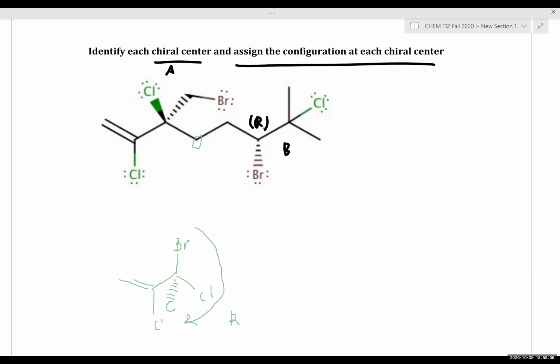And this is part of the reason why I recommended a model kit at the start of this class, because it does cut down a lot of the extra sort of annoying work that you'd have to do if you're trying to rotate this molecule by hand using drawings. It makes it very intuitive to visualize.